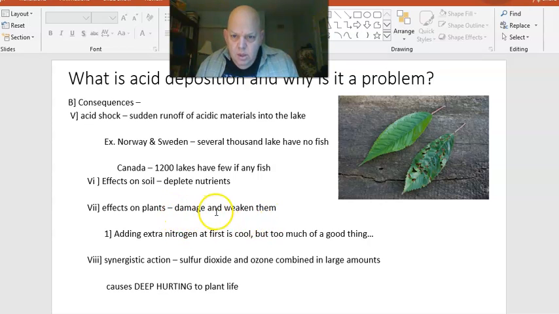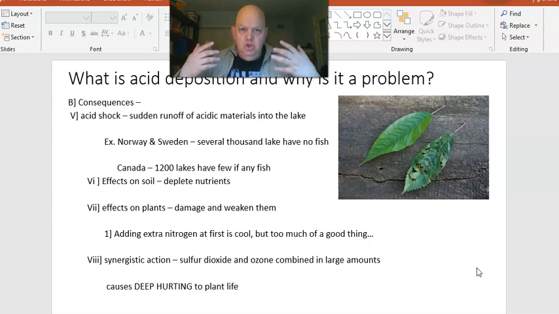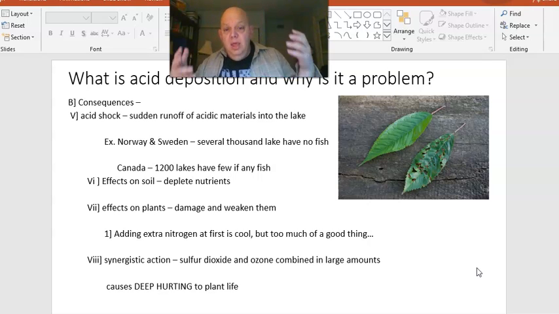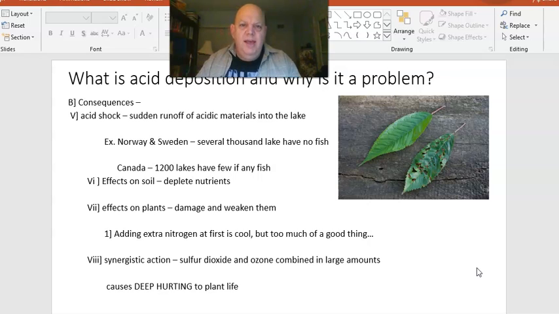All right, so hang on. What else? So, how can we handle that? Well, one way we can help the plants is actually adding extra nitrogen in there. We can do that with fertilizer. We can add that in there in the form of ammonia. And at first that's cool, but what happens when you have too much of a good thing? It goes bad. So that's a problem.